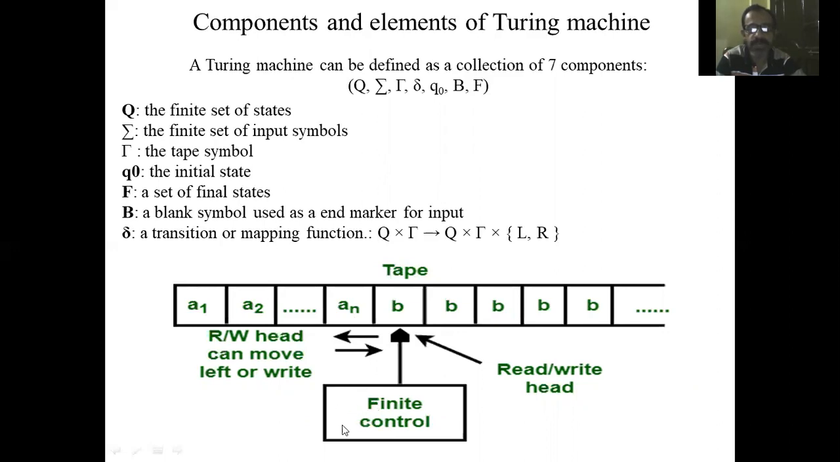If the state changes, the finite control changes the state in the buffer from the previous state to the updated state. The beauty of the head is that it can move either left or right. That's why we call it a read-write head. Earlier in finite automata, the head was used for reading only, but here it is used for reading as well as writing, meaning replacing the current symbol with another symbol. So this is the structure of the Turing machine.